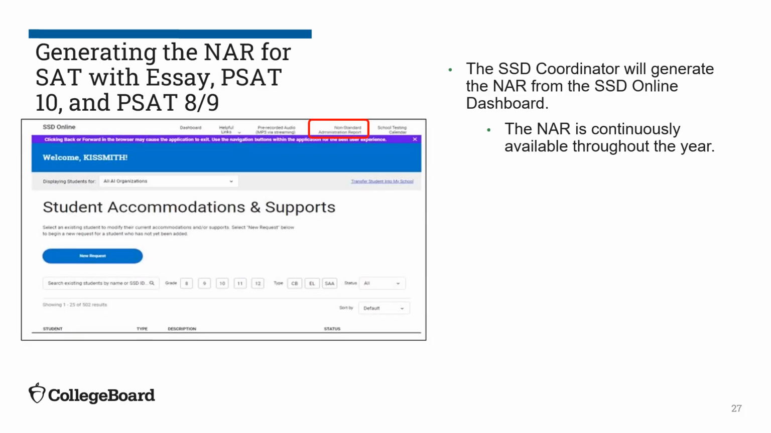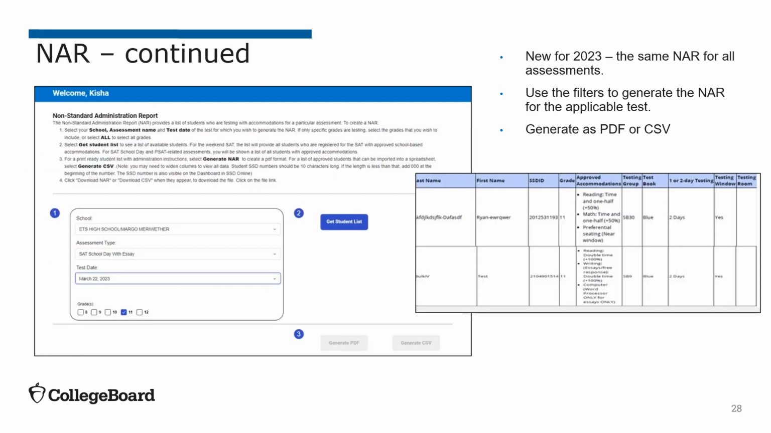To generate the NAR, the SSD coordinator will log in to SSD Online and click Nonstandard Administration Report from the upper right corner of the home page. The NAR is available now continuously throughout the year for all assessments. New in 2023, the NAR has been updated to include all assessments and now has the capability to be exported into CSV in addition to PDF.